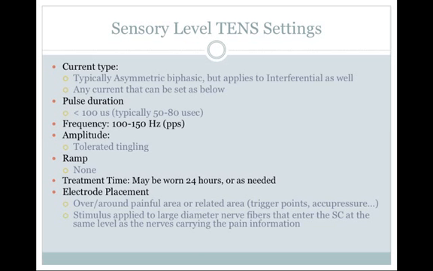So we're going to look for that low pulse duration, like we saw on the pulse duration curves. We're going to be down in the range where we preferentially get our sensory nerve fibers. You'll see most of these boxes are in the 50 to 80 microsecond range, but basically less than 100 microseconds. Frequency is going to be towards what would be called the high rate range, that 100 to 150 hertz or pulses per second. Just remember those two words are interchangeable. And we're going to turn that up to a tolerated tingling.